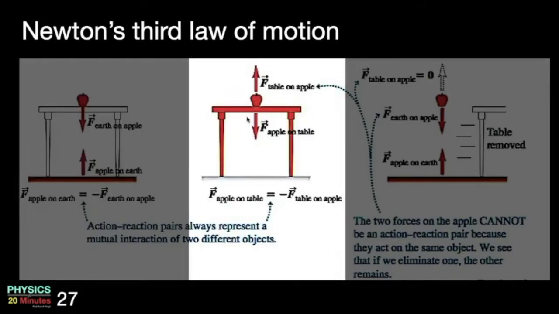Then the other pair of forces are the contact forces. The apple and the table are kept in contact. So there will be a normal reaction as we have discussed earlier. The table will apply a normal reaction on the apple in the upward direction. The apple will apply a normal reaction on the table in the downward direction. This is another positive-negative pair of forces.